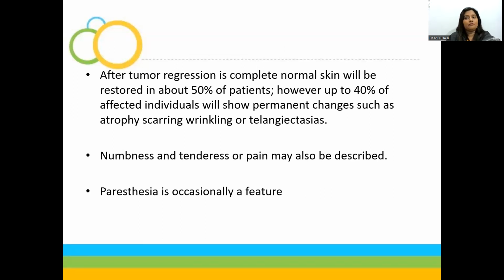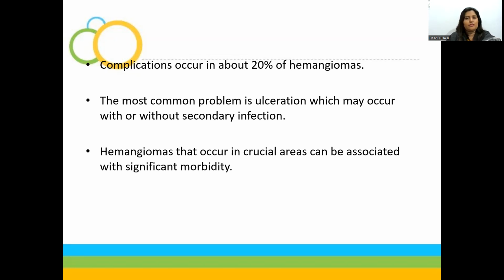After the tumor regresses, in 50% of cases the skin will be completely normal. But in 40% of cases, there might be some permanent damage, such as wrinkling, discoloration, or scarring. There can also be numbness, tenderness, or paresthesia. In 20% of hemangiomas, there are chances of complications. The most frequent one is ulceration, and when hemangiomas occur in crucial areas, they can be associated with significant morbidity.